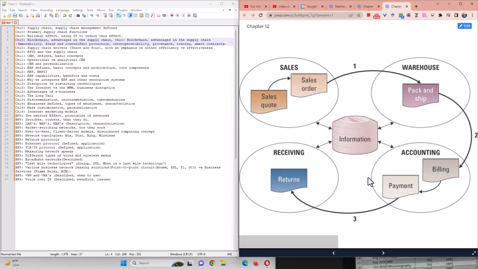The process of taking a sales order and entering the information in can then trigger a warehouse pack and ship, which can then in turn trigger a billing and a processing of payment when it's received, and if the product is actually returned, that in turn triggers a reimbursement.